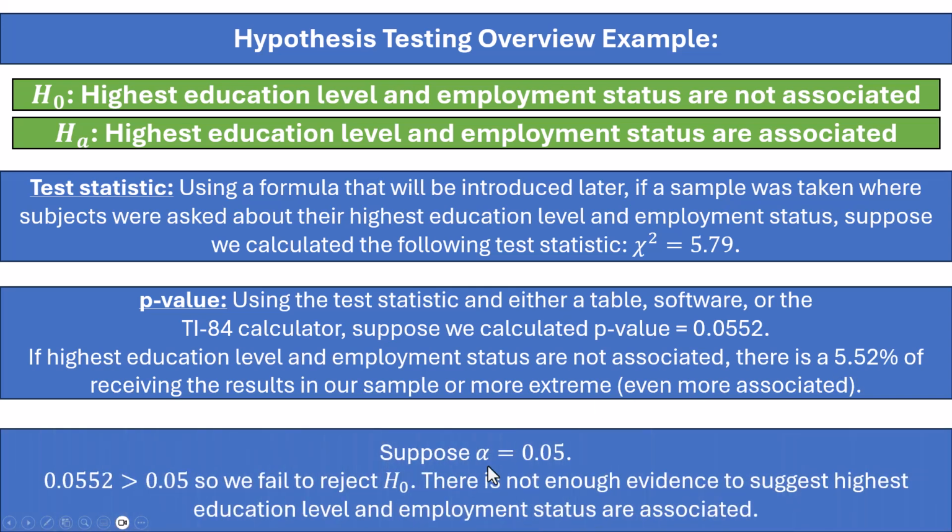So let's suppose that we are using a type 1 error rate, or level of significance, of 0.05. Then we would compare our p-value to the level of significance. 0.0552 is greater than 0.05. So we would remember that saying, if the p-value is high, the null will fly. So we would fail to reject our null hypothesis. And we'd say there's not enough evidence based on this level of significance in our sample to suggest that the highest education level attained and employment status are associated.